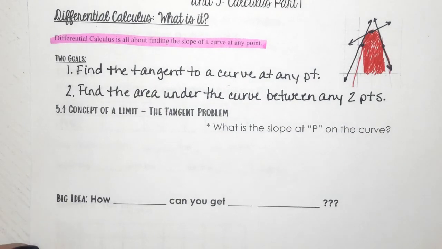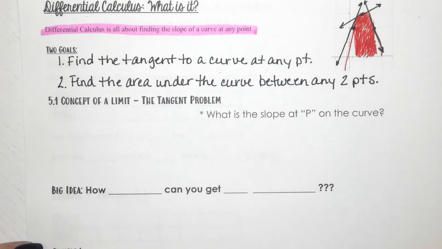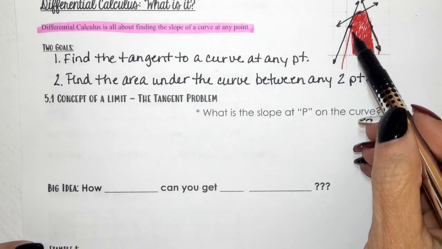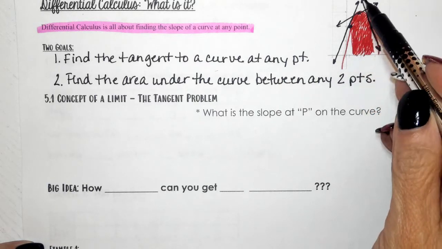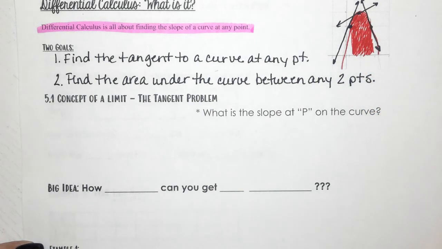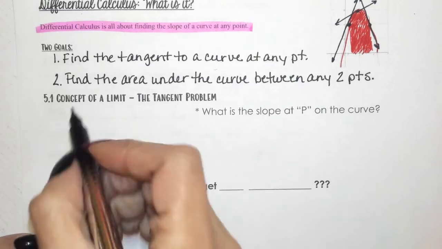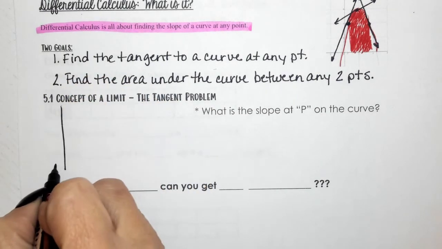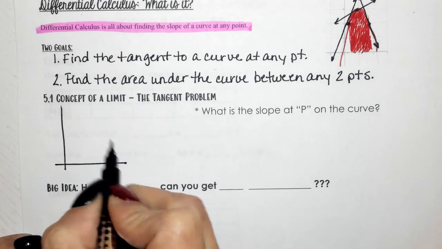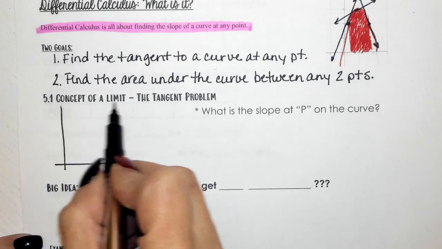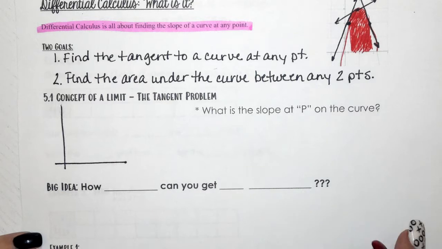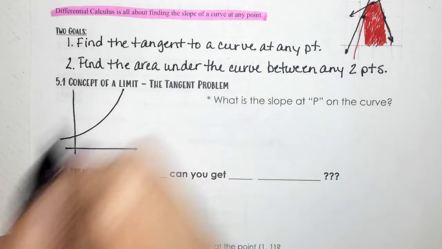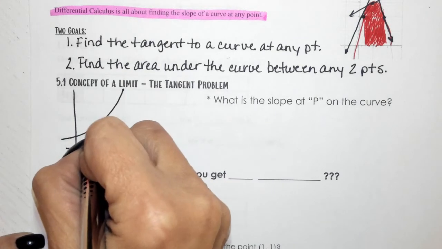So in order to be able to do the first one, to find the tangent of a curve at any point, if I want to find this point and this tangent line, I'm going to have to know some information. So let's come over here and draw a graph, and let's talk about this concept of a limit and the tangent problem. So what's going to happen? I'm going to draw a curve, and on this curve, I'm going to put a point P.